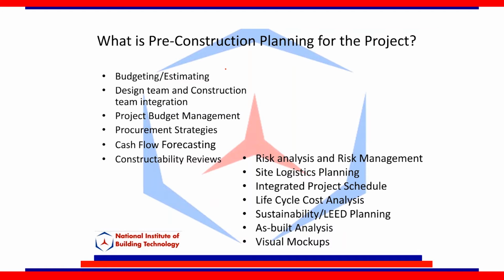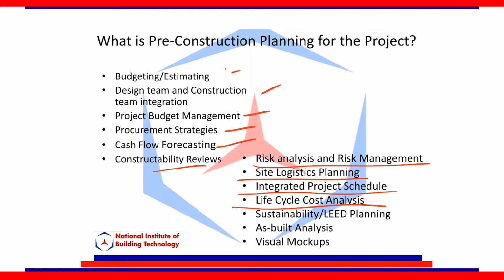So what we're going to do today is try to understand each one of these objectives or deliverables of a pre-construction planning process. Estimation, how to integrate a design team and a construction team together, budget management, procurement strategies, cash flow forecasting, constructability reviews, risk analysis, risk management, site logistics planning, integrated project schedules, life cycle cost analysis, then sustainability lead planning if you have that on your project, as-built analysis, and visual mock-ups to explain a few things.